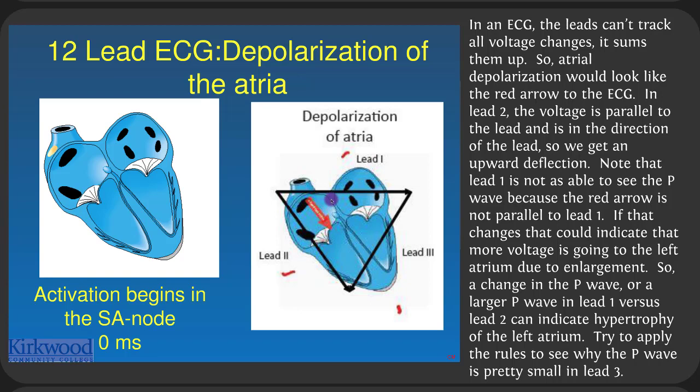Try to apply these rules to why the P wave is pretty small in lead 3. The main reason is because the voltage is going towards lead 3. This is lead 3. The voltage change is perpendicular. It doesn't see the voltage change very well, so the P wave is often the smallest in lead 3.